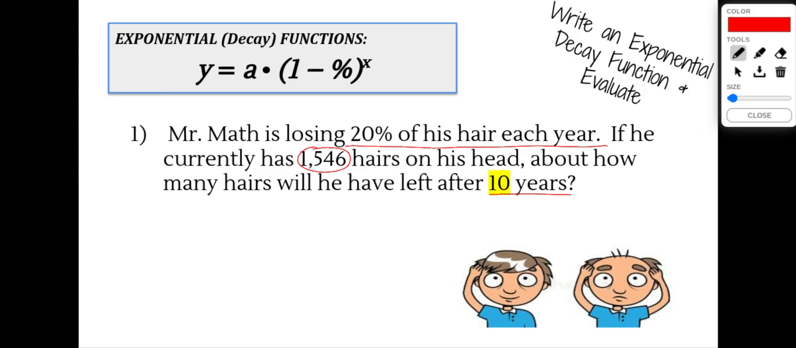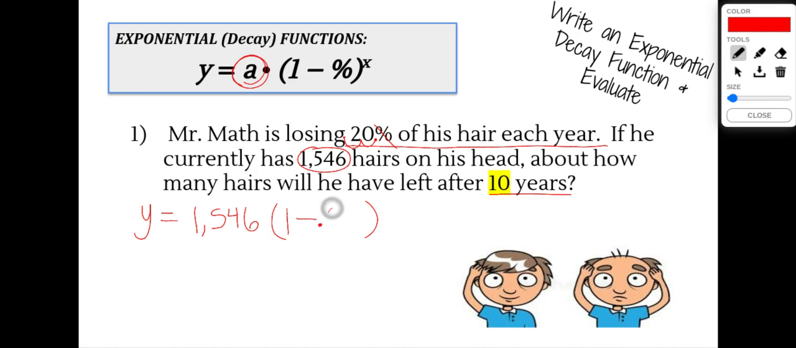All right, so let's start with our function, y equals. Now our a value is going to be our starting value, our time of 0. And he counted, because he has so much time on his hands, 1,546 hairs on his head. Oof. All right, big parentheses, because we have to start with 1, which is 100% of the hairs on his head, and we're going to subtract the percent that he's losing. So it's 20%, so go back up to the 20%. Here's the decimal point. Back it up, because remember we have to change it to a decimal.